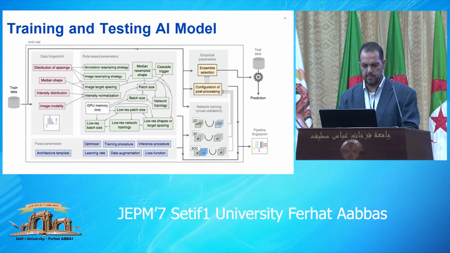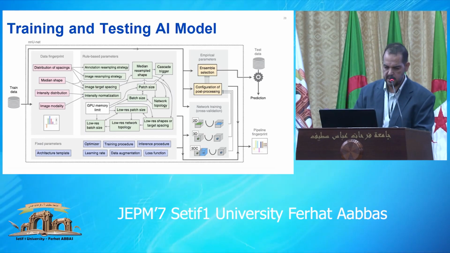So this is taken from the paper that was published about nnU-Net, and you can see that here we have the fingerprinting for the data. So we input 5 images, each one of them corresponding to a different energy window. Then these are the rule-based parameters. This is where it does most of the optimization for the different parameters.